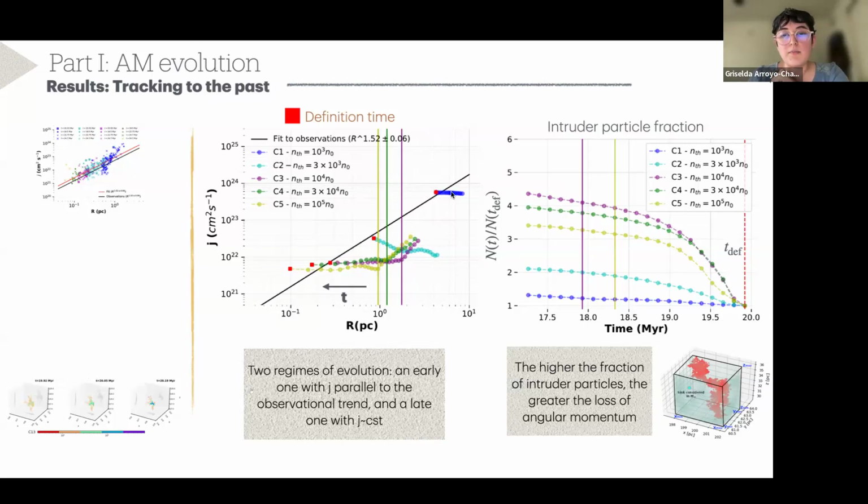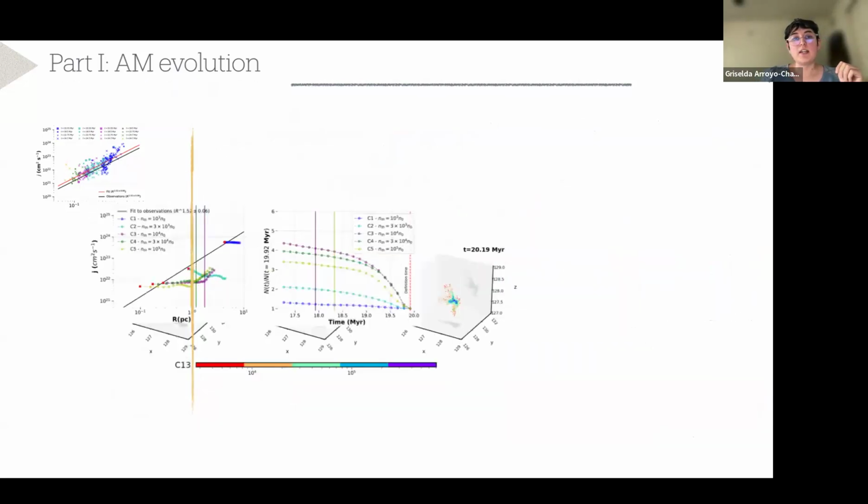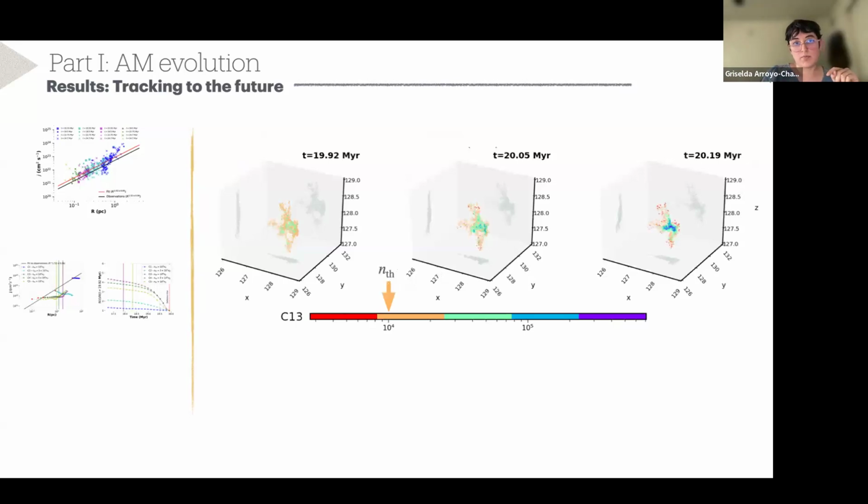In the case of the clumps in the blue and cyan, these are the clumps defined with the lower density threshold, so they are kind of large and massive. So essentially the fraction of intruder particles is low at all times. So essentially they are not exchanging too much angular momentum, and they are more or less evolving, conserving angular momentum. So this is the clump tracking from the past.